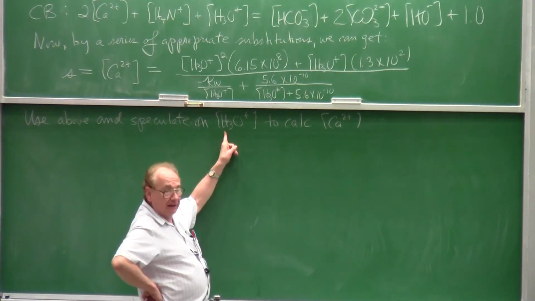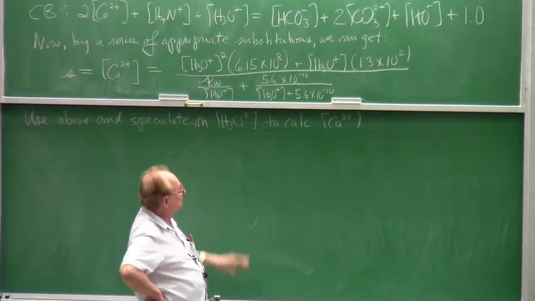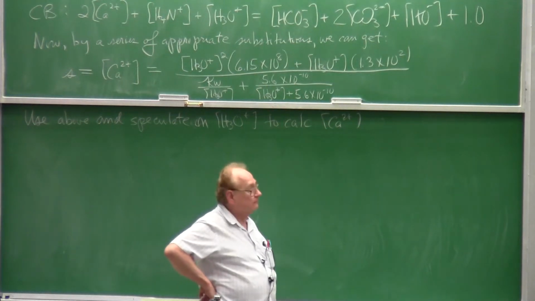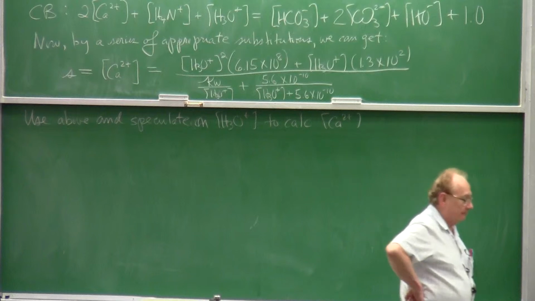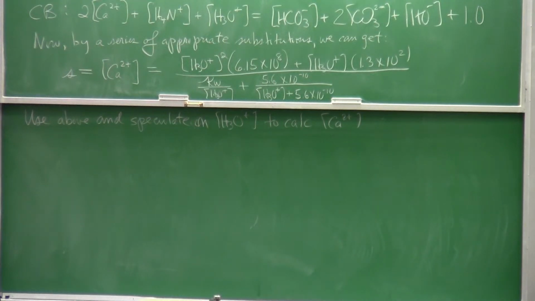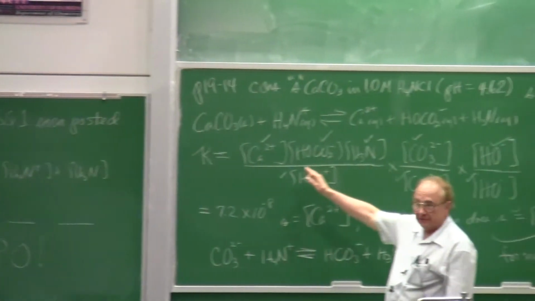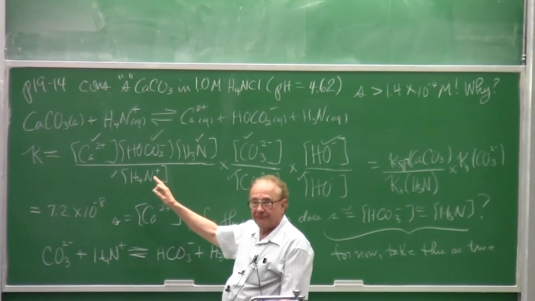After speculating on a value for this, you calculate this from this, and along with this, you'll be getting values for equilibrium molarity of ammonia, bicarb ion, and ammonium ion. So you'll be able to put all those into this. Okay?